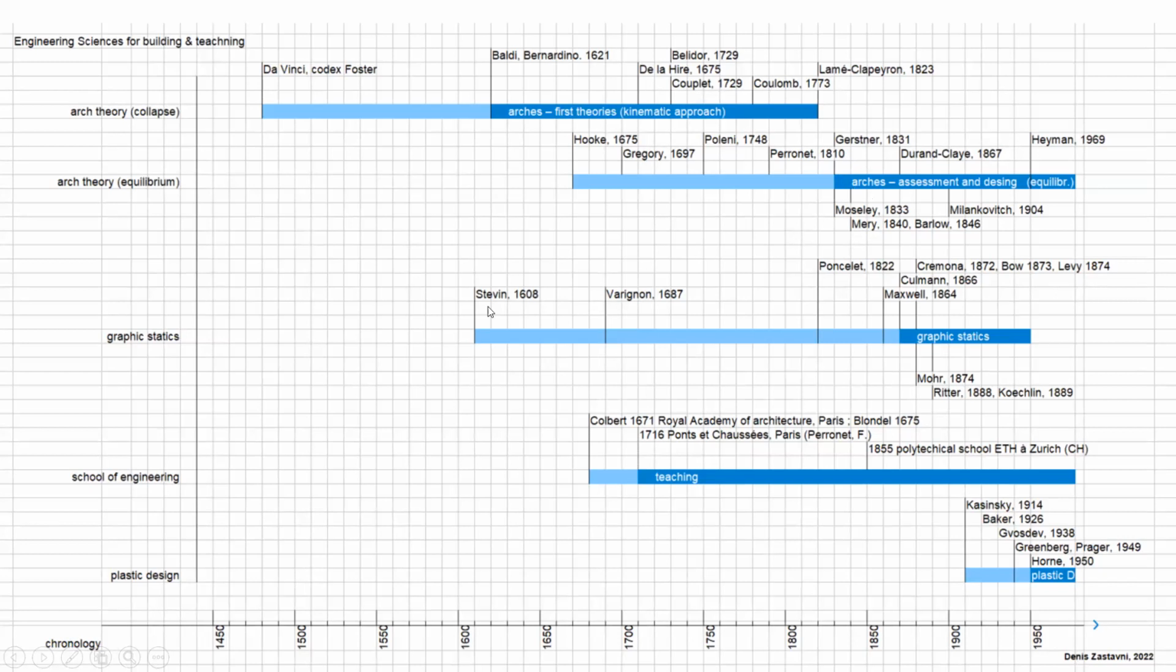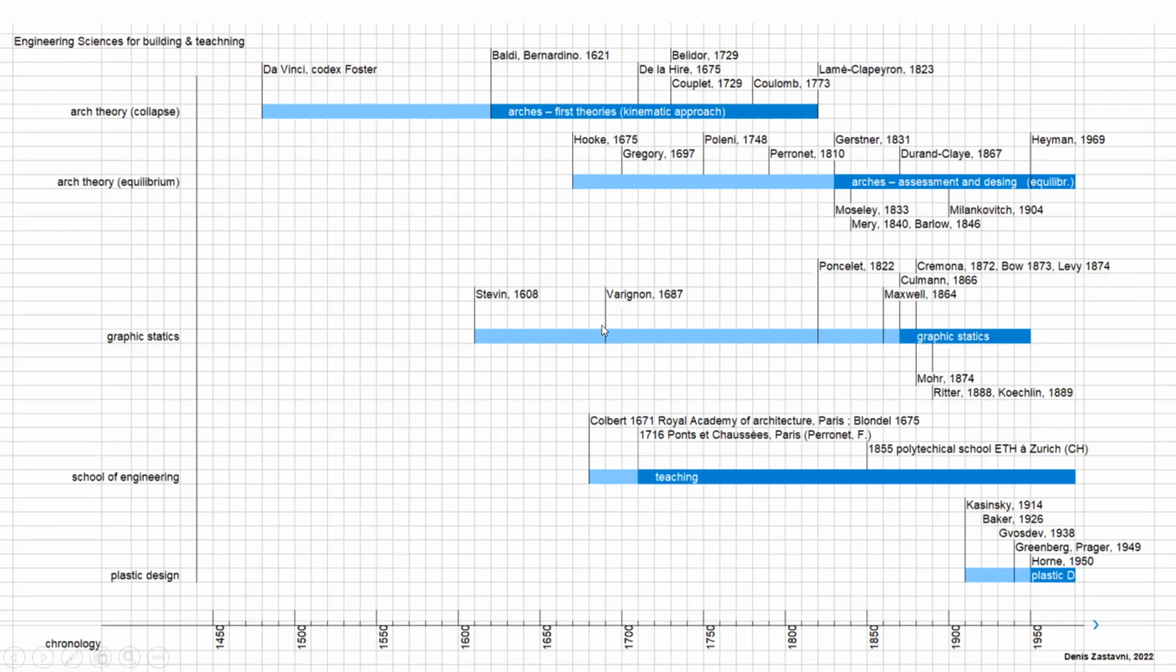About graphic statics, the first one will be Simon Stevin of Bruges, so in the north of the current Belgium, who addressed the question of equilibrium with three forces and also using weight to stabilize construction. Of course, when you are using arches and vaulting in architecture, the main problem to stabilize them will be a question of weights and the distribution of weight to get an equilibrium.